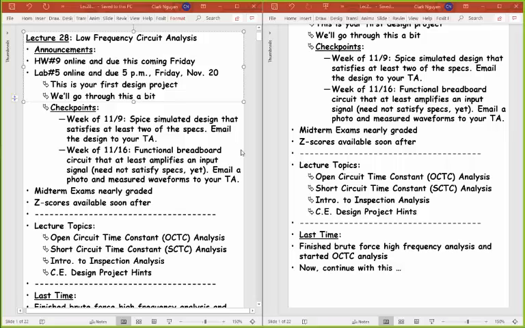Basically what we want you to do is actually do something so that, when the deadline comes around, you're not in emergency mode, pulling all-nighters and that sort of thing. For this, you would email a photo and measured waveforms to your TA.